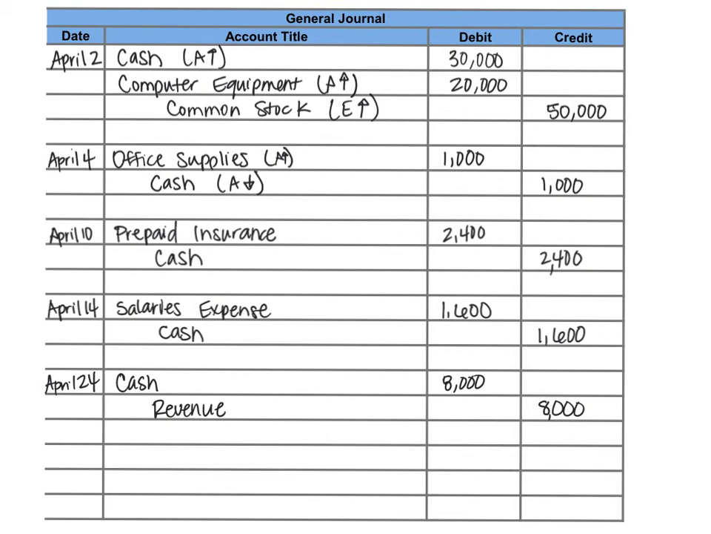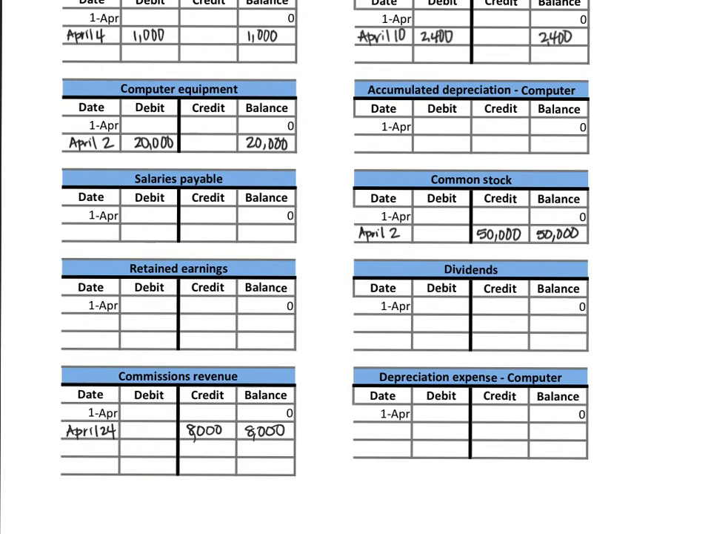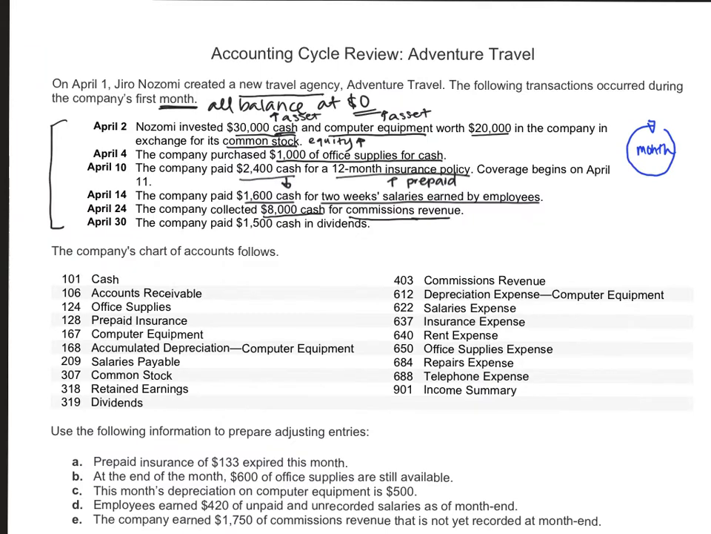Let's also put this in our ledger. All right, so I've got my debit here, cash increasing by $8,000. And then a little further down, I've also got my commissions revenue increasing with the credit and a total balance of $8,000. All right, in my very last entry for now, I've got paying $1,500 cash and dividends.